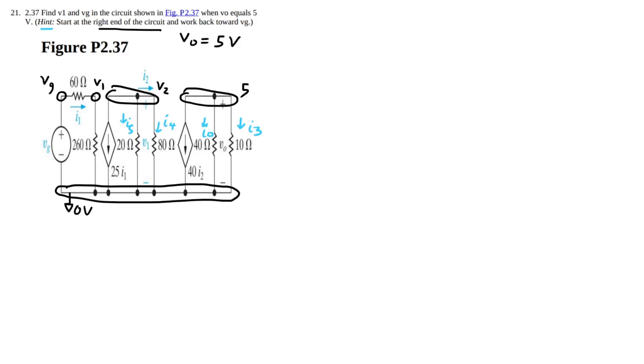So I'm going to do a KCL first at, let me label these nodes. 1, 2, 3, and 4. So the KCL at node 1, we have the 40 I2 leaving, I0 leaving, and I3 leaving. One of these is going to end up being negative.